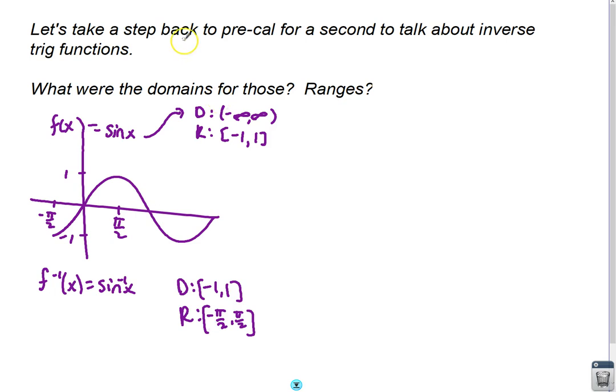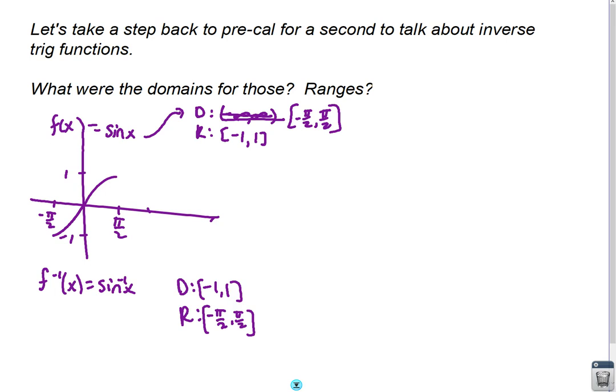So if I were to restrict the domain of my original function to just negative pi over 2 to pi over 2, then I essentially want, boop, get rid of all that stuff right there. I just want this part of my graph right here, so that when I reflect it over the line y equals x to create my inverse, then I have a nice function that does not fail the vertical or horizontal line tests. Let's look at cosine.